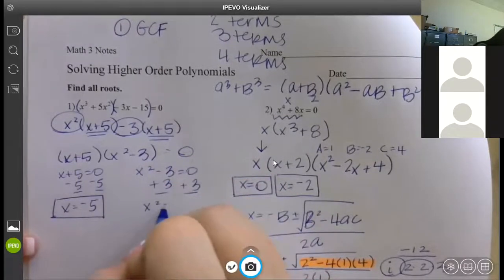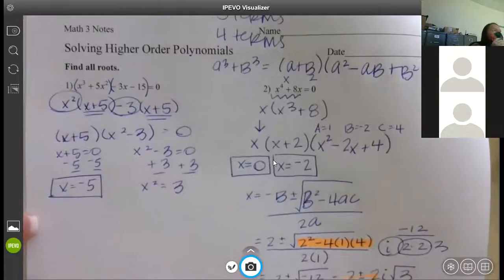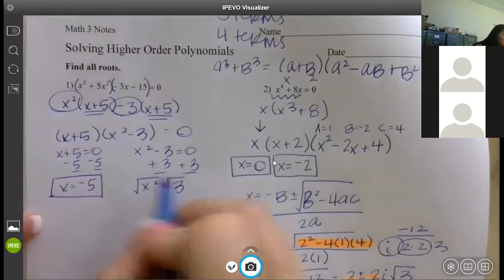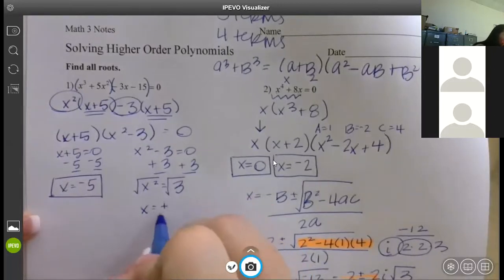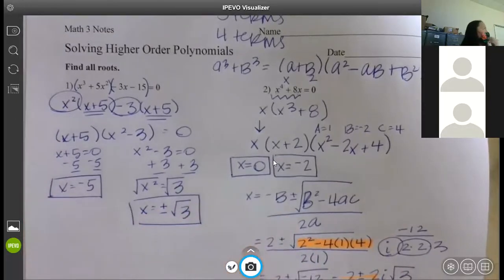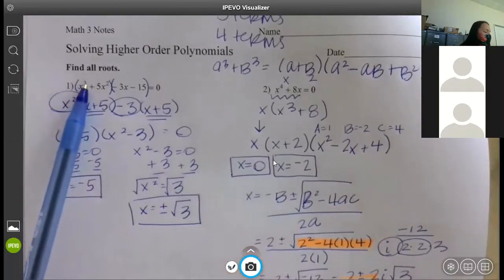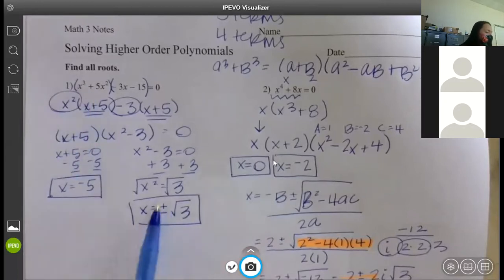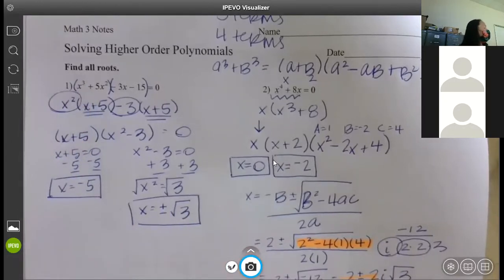I get x squared equals 3. This is where typical people get it wrong. Because when I square root, I forget that there's 2 answers. Make sure that you know that there's 2. How many answers should we have? Our highest power is 3. 1, 2, 3. If you just give me the positive, you're going to miss a third of the problem.